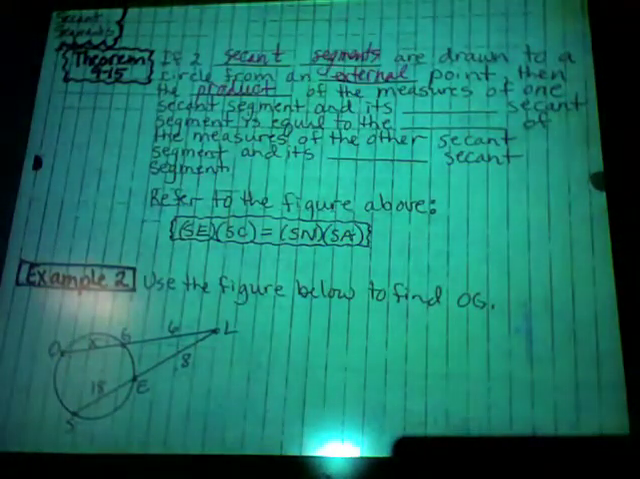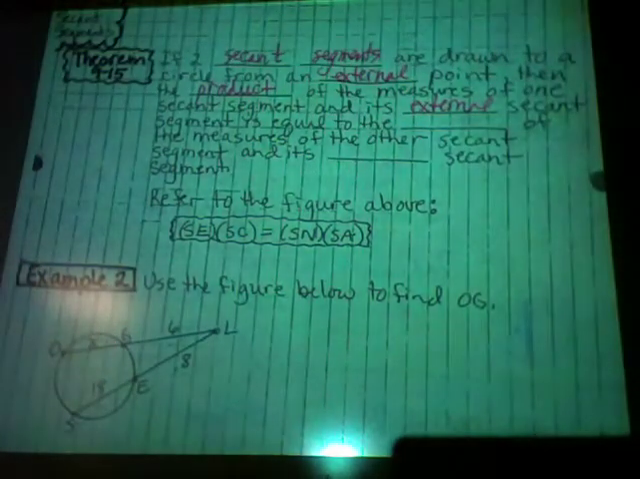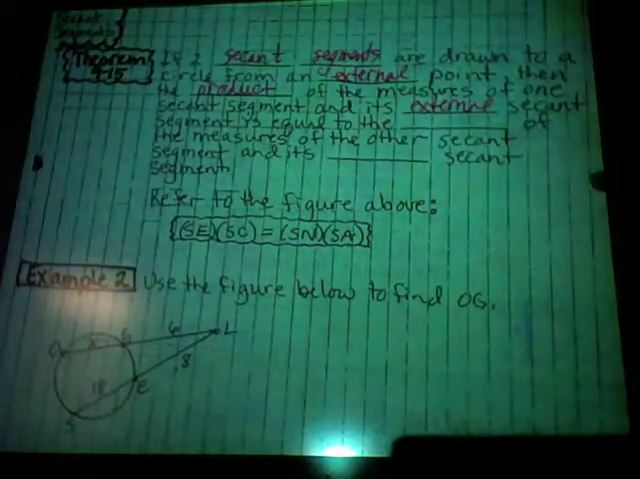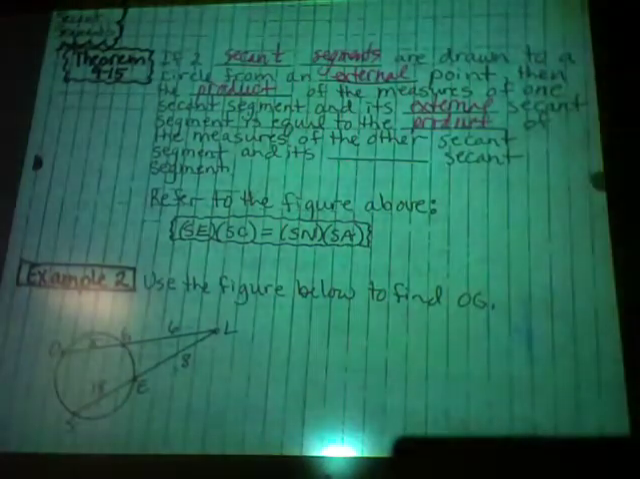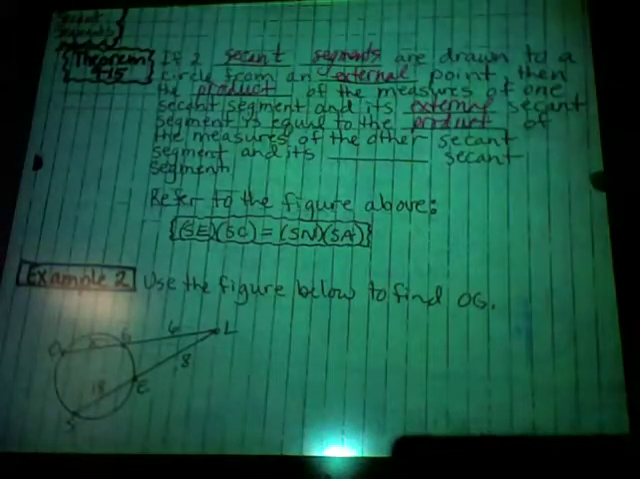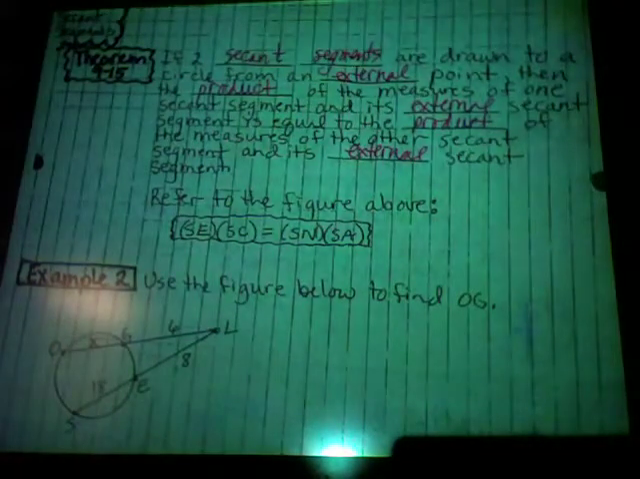then the product of the measures of one secant segment and its external secant segment is equal to the product of the measures of the other secant segment and its external secant segment. It's very similar to the one we just did with the internal secant segments.